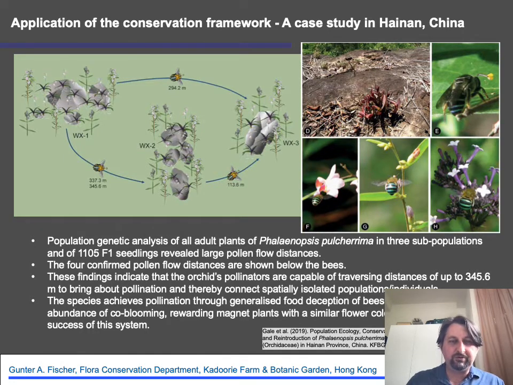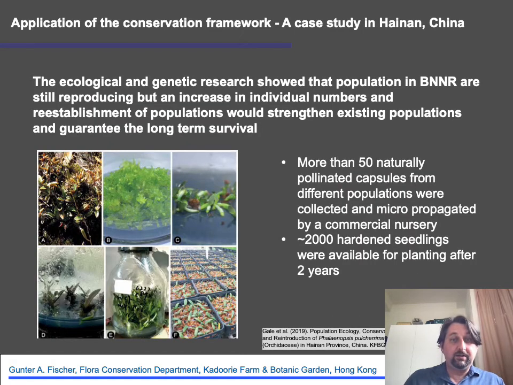So this was important to know for the reintroduction, because without the presence of those other magnet plants which are rewarding, it would not be possible to have a successful reintroduction and successful pollination after the reintroduction. So with this kind of knowledge, we started to propagate the plants, and more than 50 naturally pollinated capsules from different populations were collected and micropropagated by a commercial nursery. And around 2,000 hardened seedlings were available for planting after around 2 years.